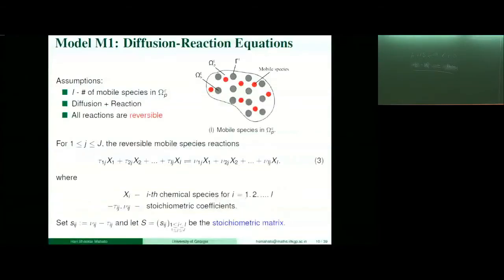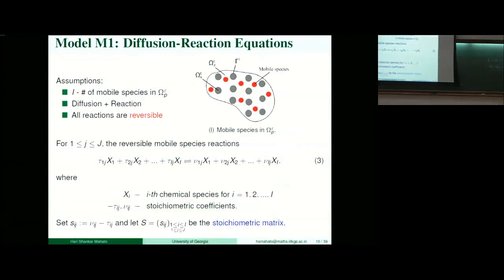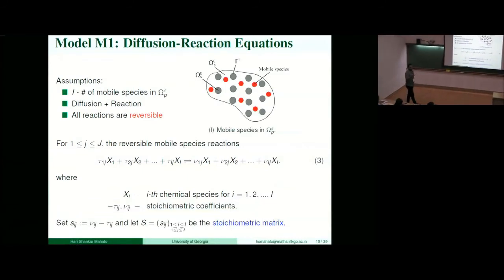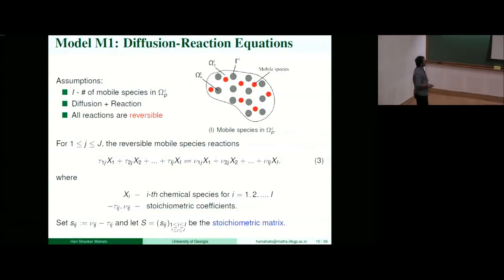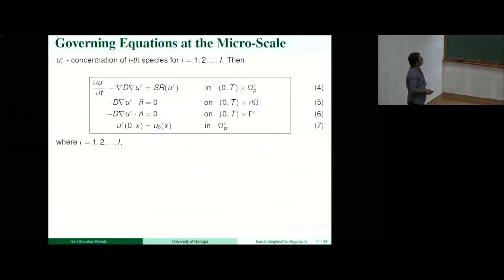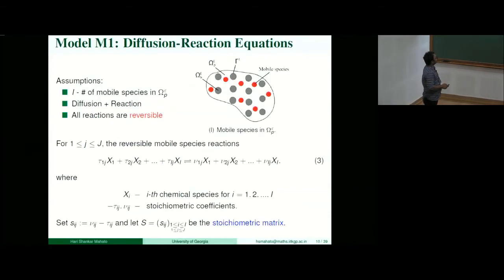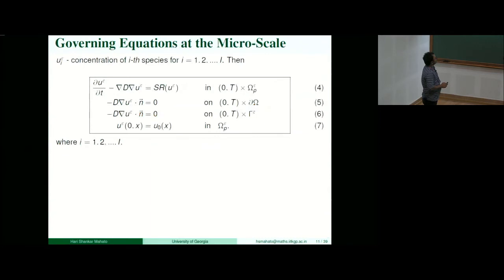Now, I take small S_ij equal to the difference of these two, and they are called stoichiometric coefficients. Based on that, I will denote a stoichiometric matrix as this one. Since I have assumed that we have I number of mobile species, I'm assuming that u_ε^i is the concentration of the ith species.